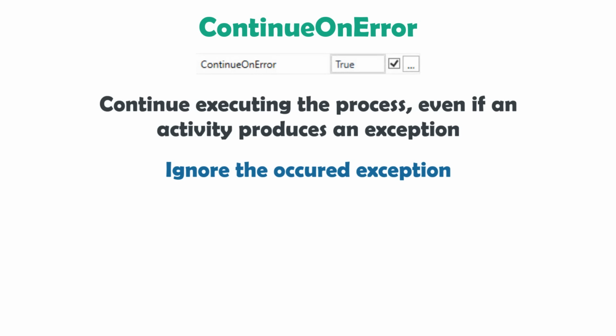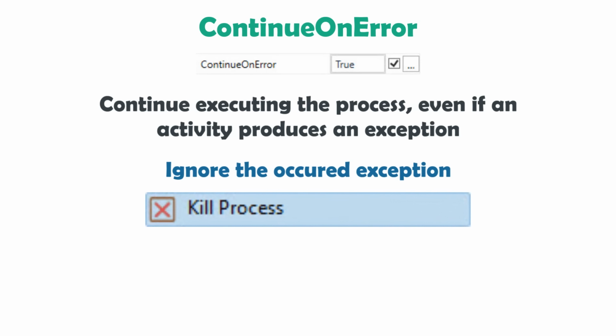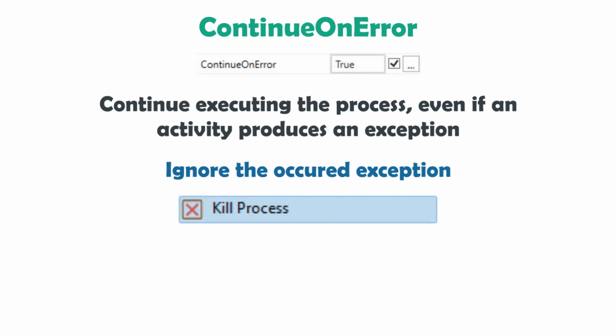We have this option for some activities in UiPath, not for each activity. We mostly use this option for the activity kill process. If we use kill process activity to close an application, which isn't running, we will get an exception. To ignore this exception we set ContinueOnError equal to true. In this way we ignored the exception, and moved on to the next step in the process.